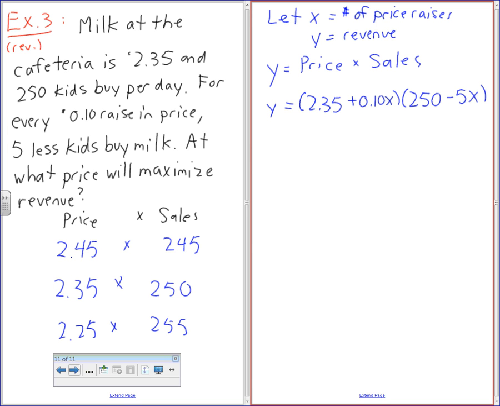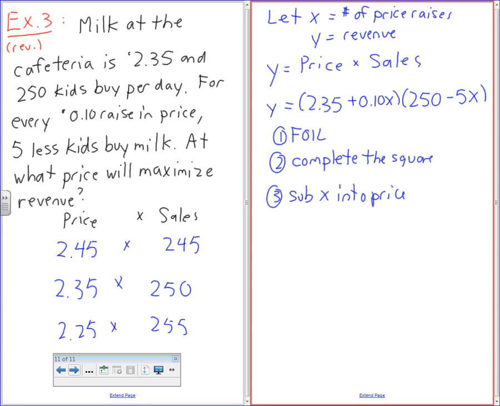Okay, so to finish this one off, what you guys are going to do for me right now: number 1, follow this out. Number 2, we're going to complete the square. And number 3, then you're going to sub your x value into price. Why am I completing the square? What's the key word in this question, Jessica, that tells me that I have to complete the square? Thank you, Jessica. Okay, right? As soon as you see the word maximize, you're always thinking that.